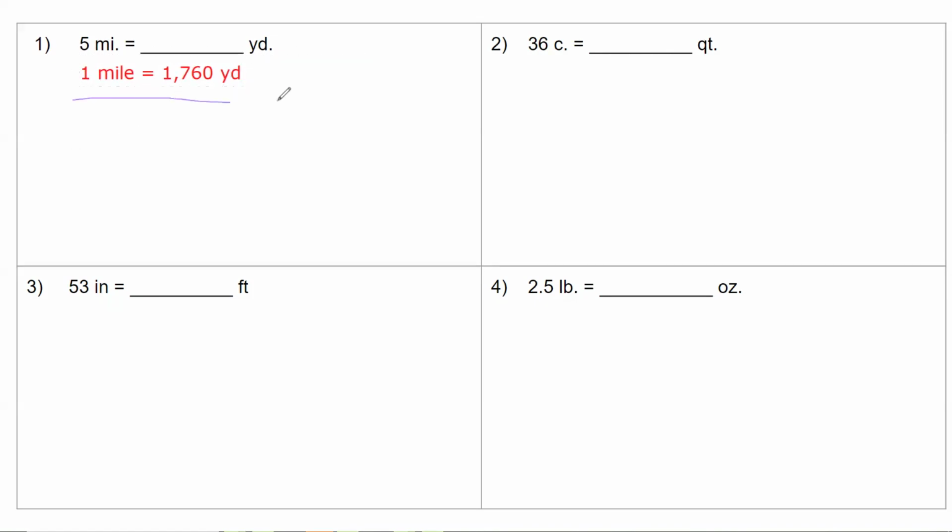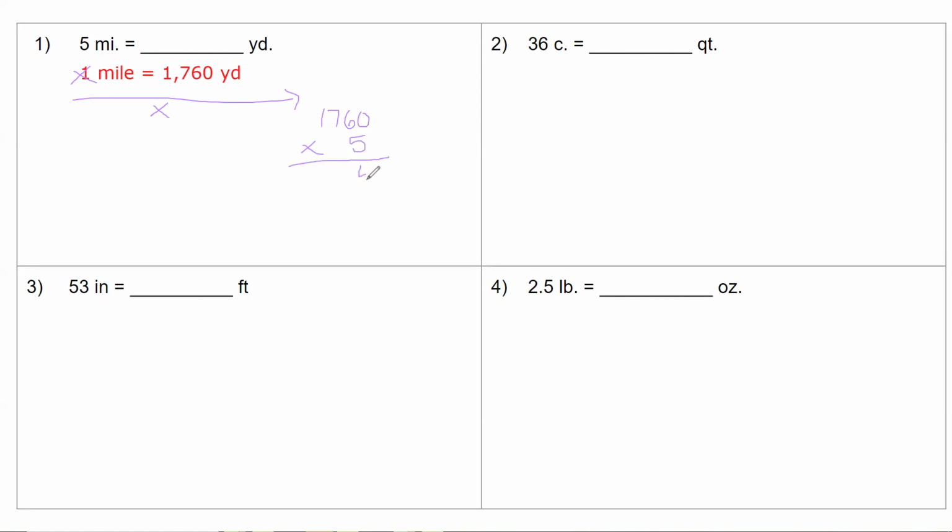So when I'm looking, my arrow always goes the direction that I read. So from 1 to 1,760, am I getting bigger or smaller? I'm getting bigger. That means I'm going to multiply. And you remember that we don't ever use the 1. So we're going to set up this problem as 1,760 yards times 5. And we're just going to multiply.